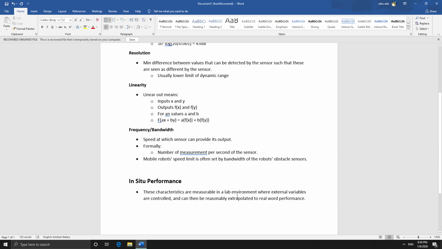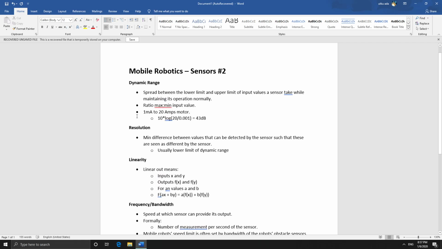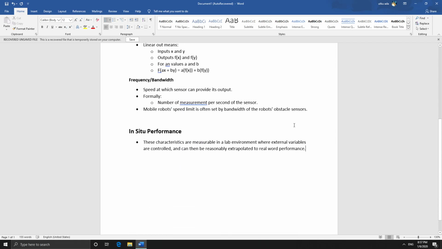So whenever the robot is doing its work, whatever it happens to be doing in the real world, we can assume that its measurements are going to be correct, at least concerning these characteristics. But there are other characteristics where the real world performance is not going to be the same as the laboratory performance, effectively.